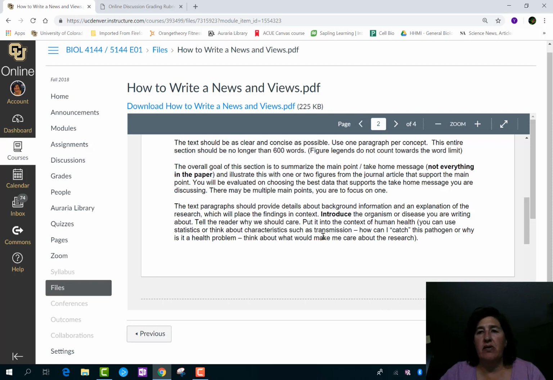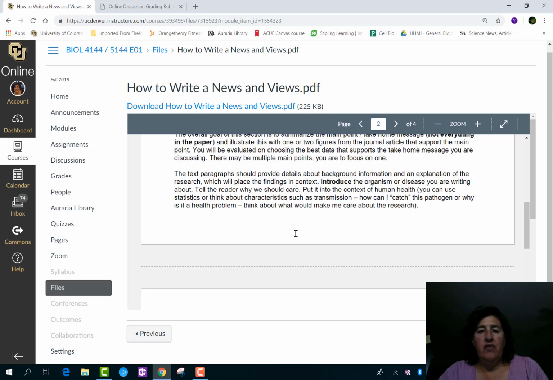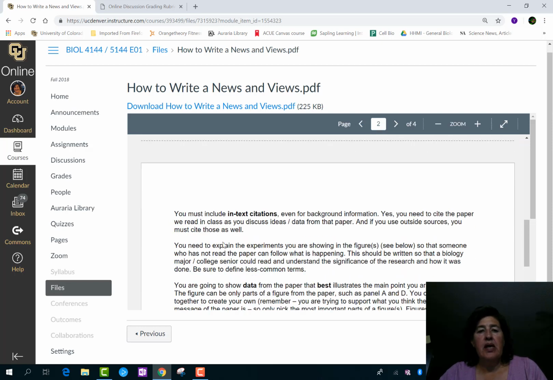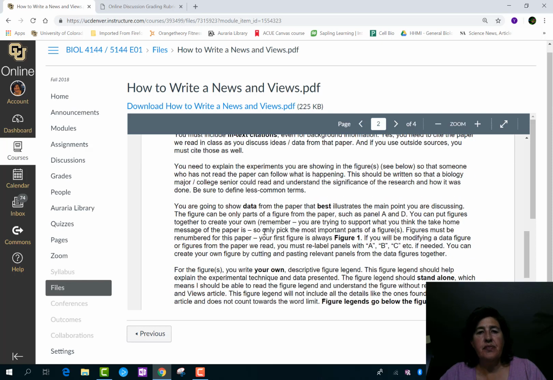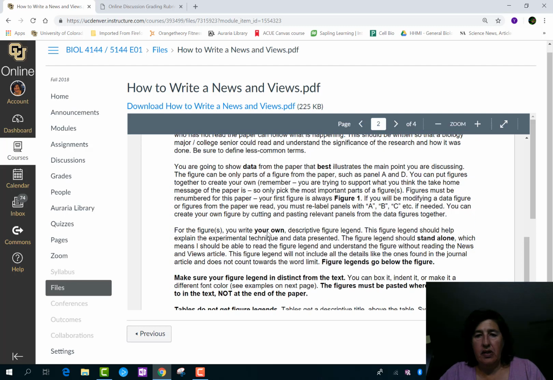Make sure you have some background information. People jump in and start talking about a microbe without introducing why we should care about this. What is this organism or disease or whatever we're looking at? Give it a little context. You must include in-text citations for background information, including when you're referencing the paper that we are reading. You're going to show data from the paper by making your own figure. We'll talk about that in a minute.